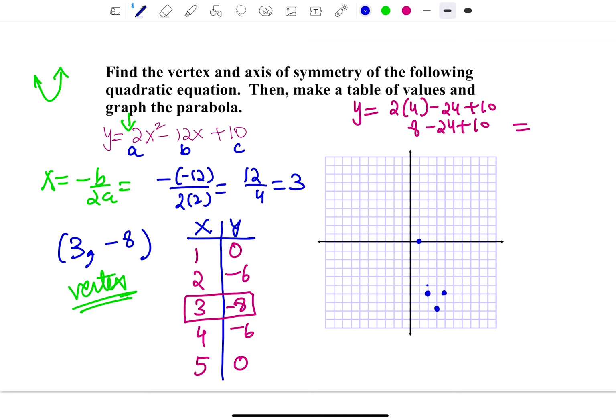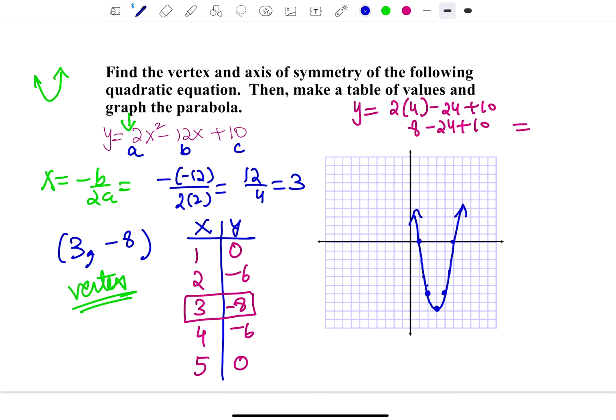When x is 5, y is 0 again. So this parabola is going to look like this. Remember, a parabola does not have any sharp points. It's going to be a smooth, rounded curve. Parabolas are always smooth, rounded curves, no sharp corners.